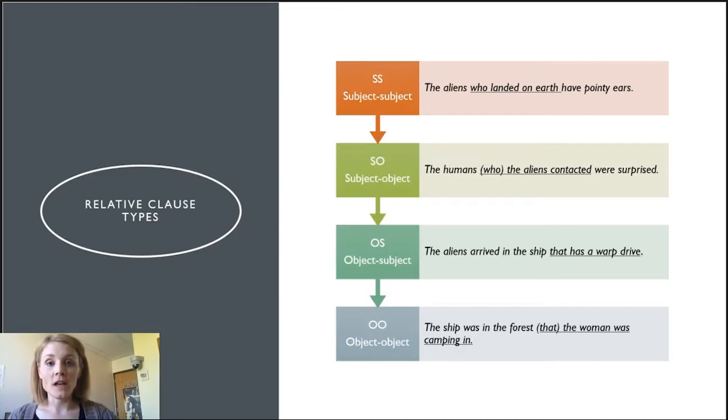But when the relative pronoun is the subject of the relative clause, you can't omit it. So in the sentence, the aliens who landed on Earth have pointy ears, you can't omit that who and say, the aliens landed on Earth have pointy ears. That would be ungrammatical.